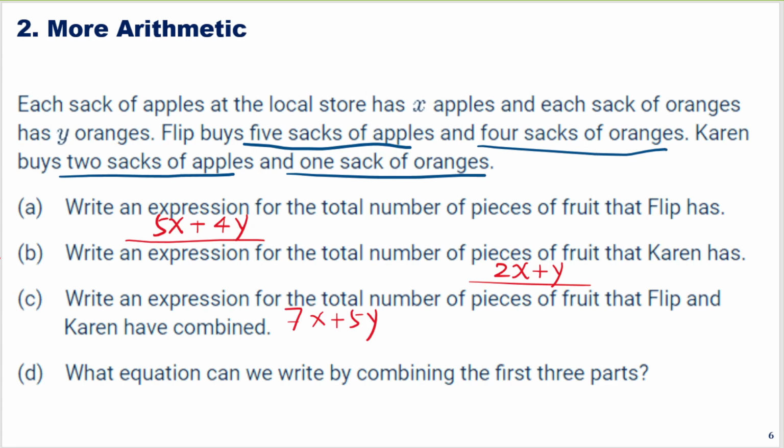And last question, the sum of the expressions from part A and B must equal the total in part C, since both represent the same total number of pieces of fruit. So we have the equation 5x plus 4y plus 2x plus y must equal 7x plus 5y, right? They are actually the same thing. Okay, did you get it? Any questions?